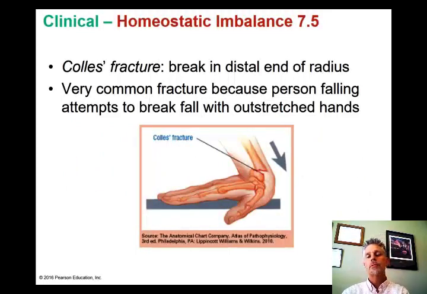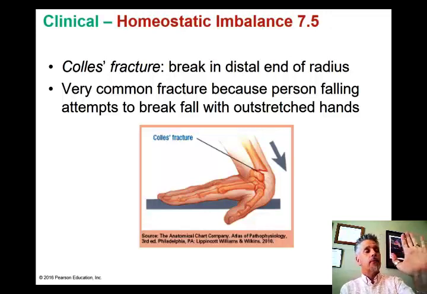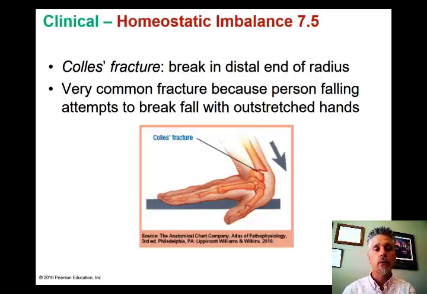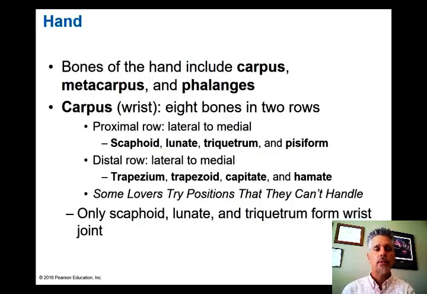Now here's something associated with the radius and the ulna that maybe some of you have unfortunately experienced. A Colles fracture. A Colles fracture is where we have the distal end of the radius that breaks as you're falling off your skateboard or something like that. You put your hands out, that compression can actually break your radius, and so that has a specific name called a Colles fracture.